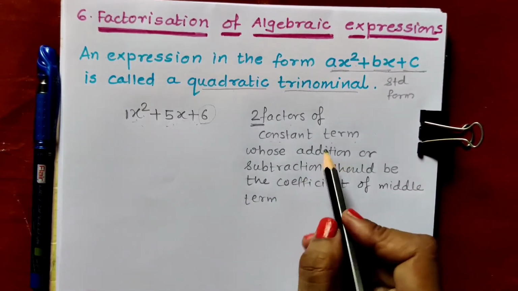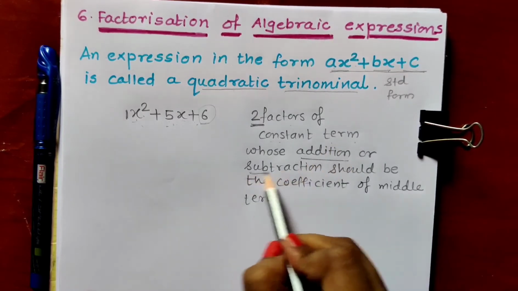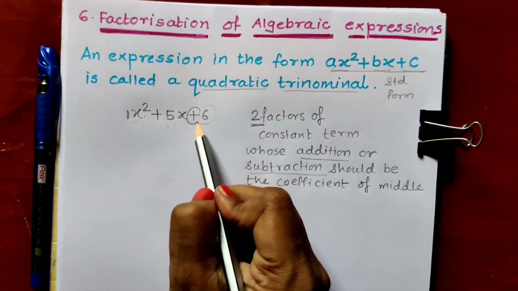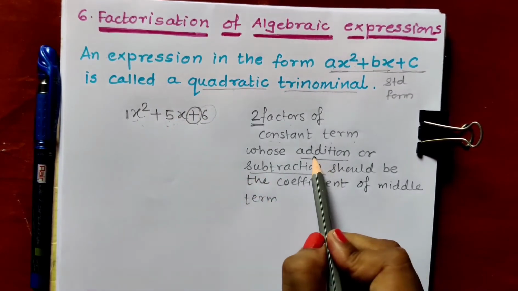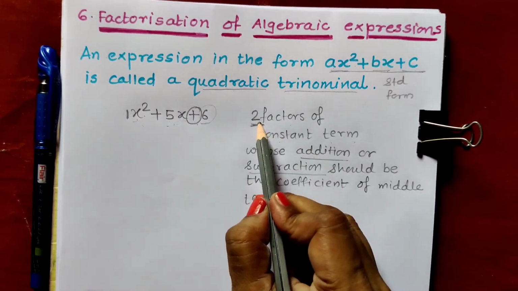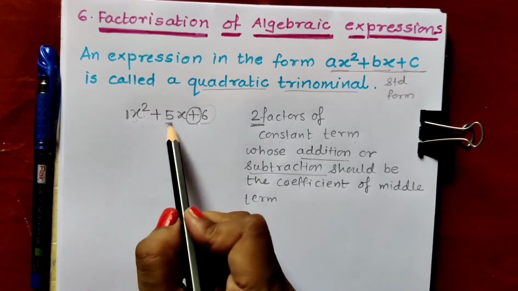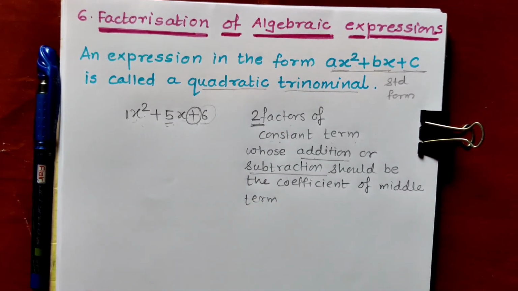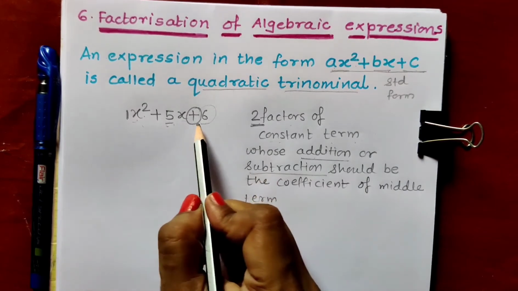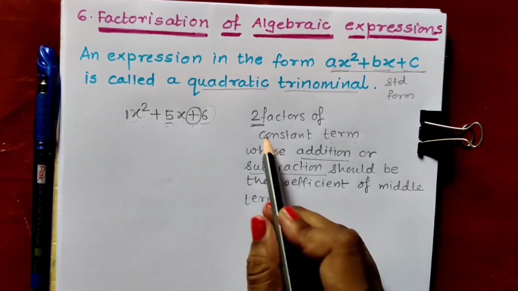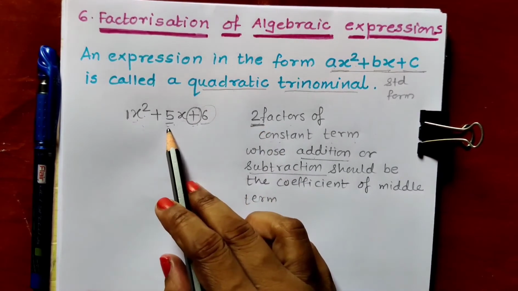So how can we recognize whether there should be addition or subtraction? When the sign of the constant term is plus, we have to do the addition of those 2 factors, and the addition should be the answer of this middle term, that means the coefficient of this middle term. And if the sign of the constant term is minus, then the subtraction of 2 factors should be this middle term.